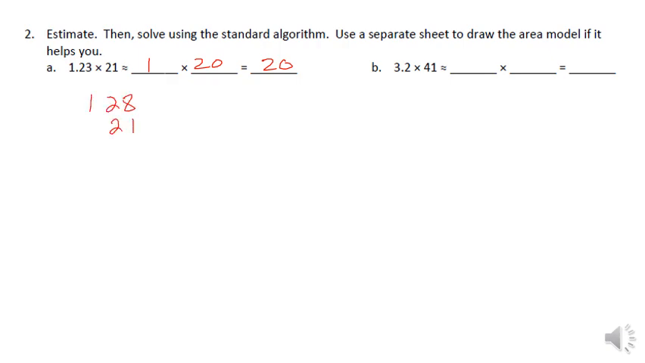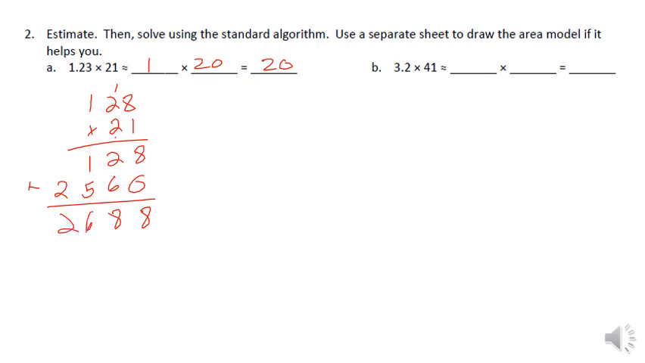123 times 21. 1 times 3 is 3. 1 times 2 is 2. 1 times 1 is 1. But our placeholder, 2 times 3 is 6. 2 times 2 is 4. And 2 times 1 is 2. So we have our 2 partial products. We're going to add the 2 partial products. And we have 3, 0 is 3. 6 and 2 is 8. 4 plus 1 is 5 and 2. Now our estimation was 20. So we're going to put our decimal right there. So now we know we have 25.83.